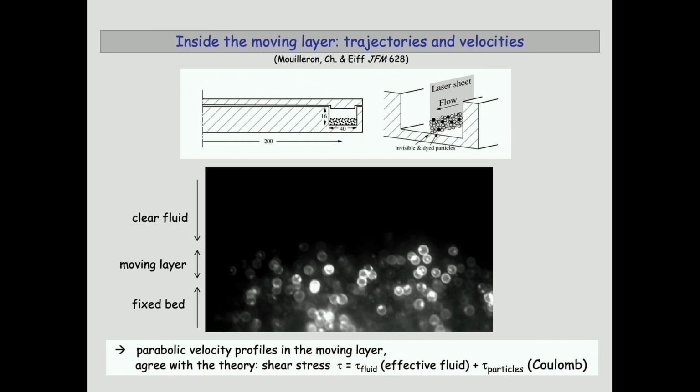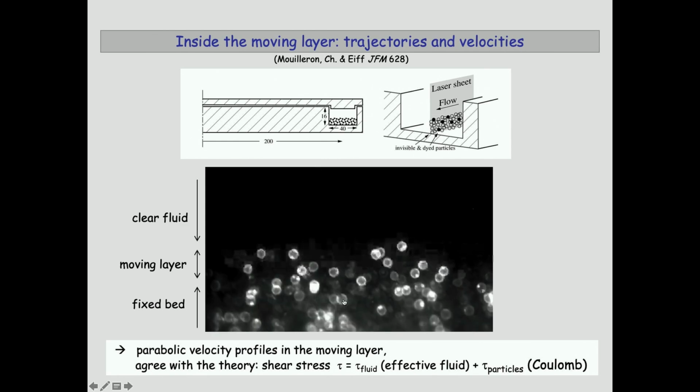To do that, we matched the optical indexes of the fluid and the particles, so that the channel is fully transparent. We dyed a few particles and put a laser sheet, and we have this kind of picture. Here it's seen from the side, not from above. Below we have the fixed bed, then a moving layer, and then the clear fluid. Fast particles are at the top of the moving layer, and small particles at the bottom, near the fixed bed.